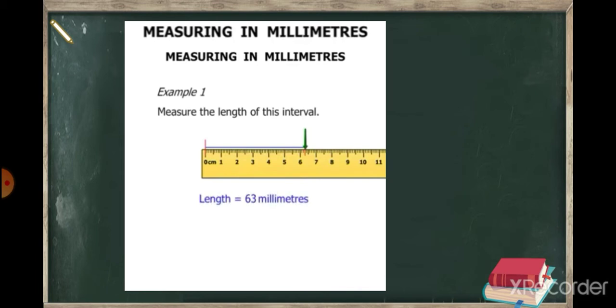So, you can show it in this short form. The length of the interval is 63 millimeters. That is 6 centimeters and 3 millimeters.